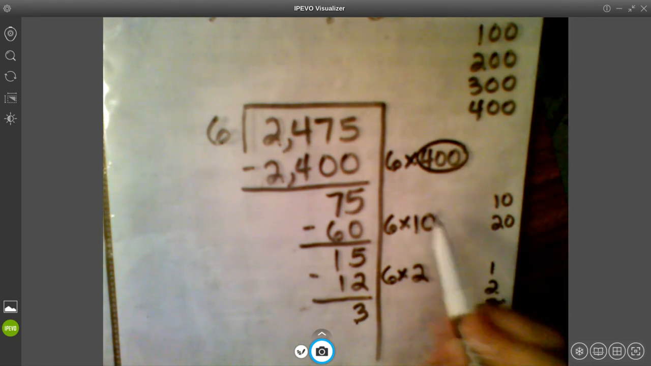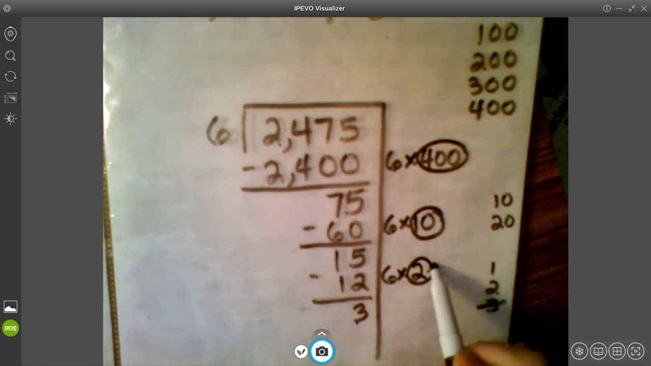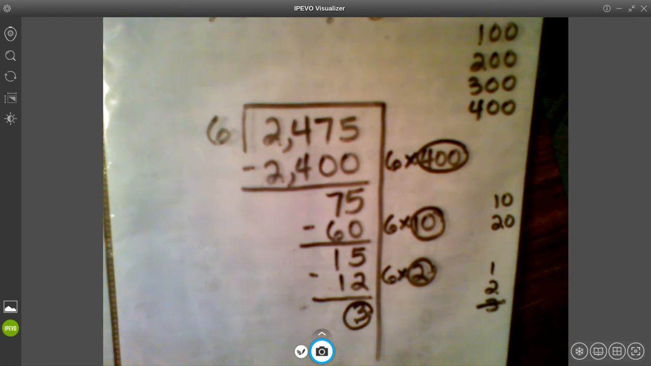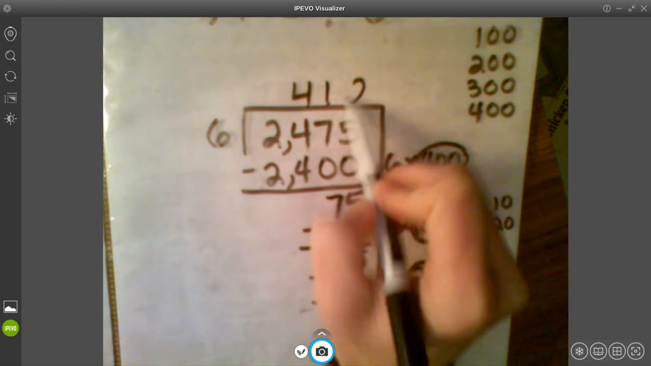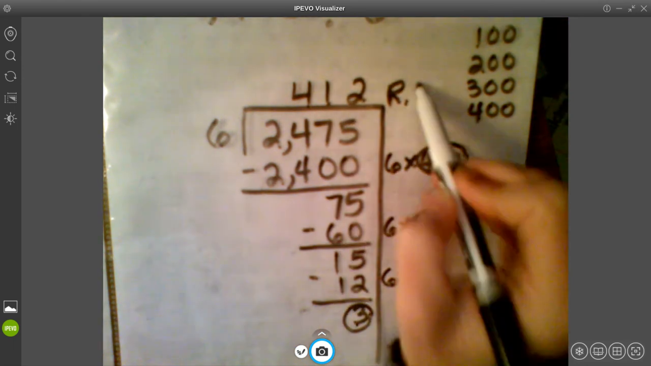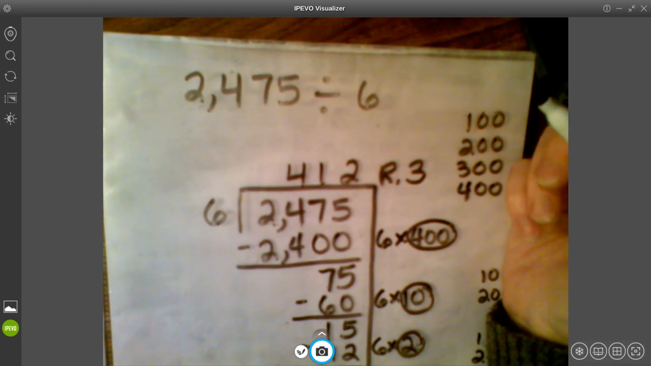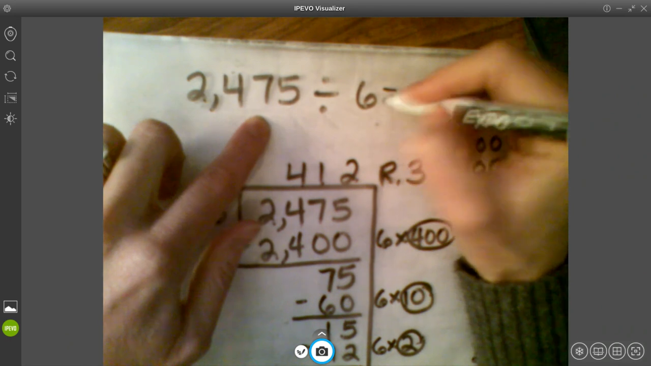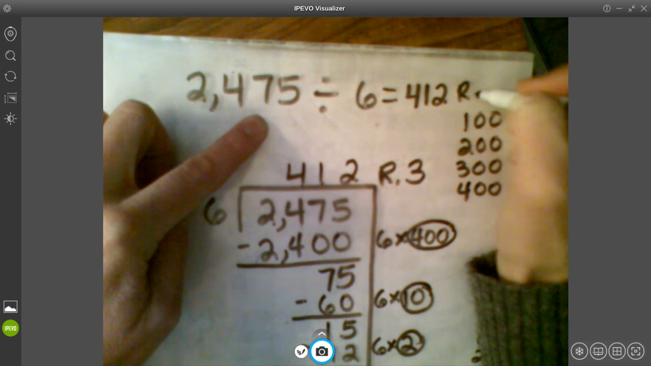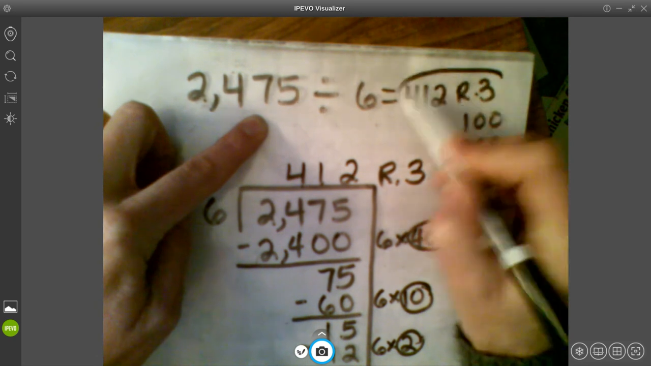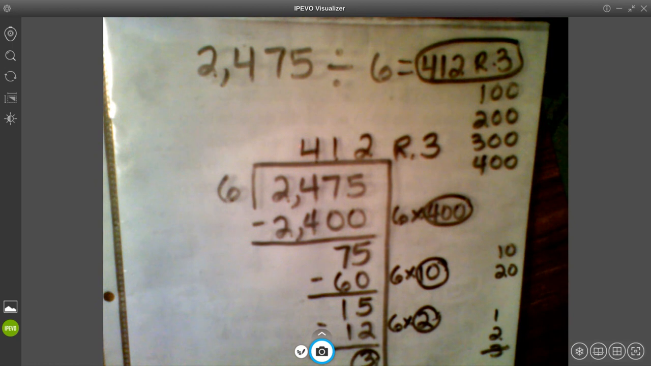Okay, we had 400, 10, and 2 with a remainder of 3. Let's put that all together. 412, remainder 3. So we just figured out that 2,475 divided by 6 equals 412, remainder 3. Here's our answer. Thanks for solving with me.